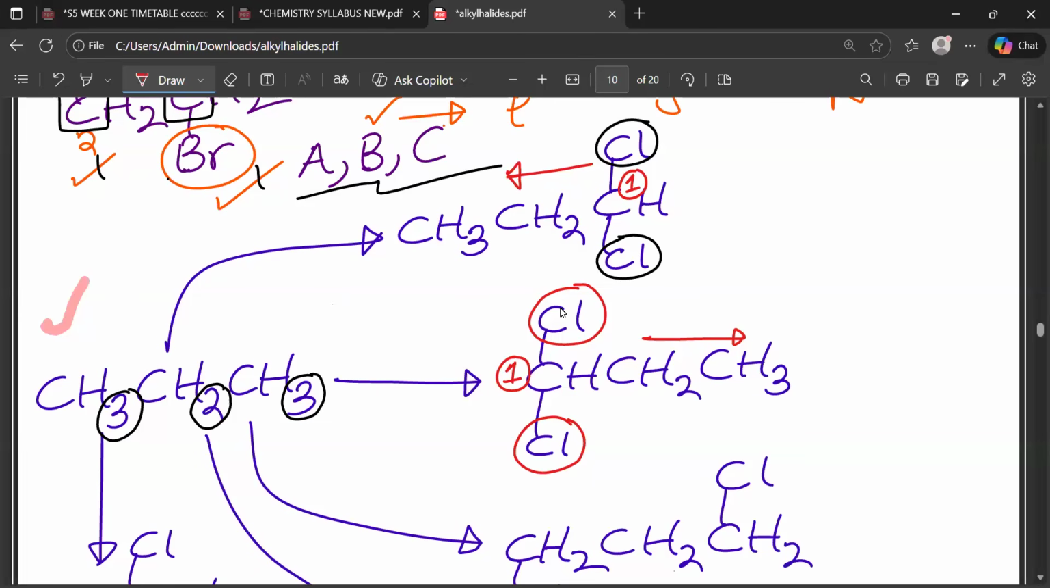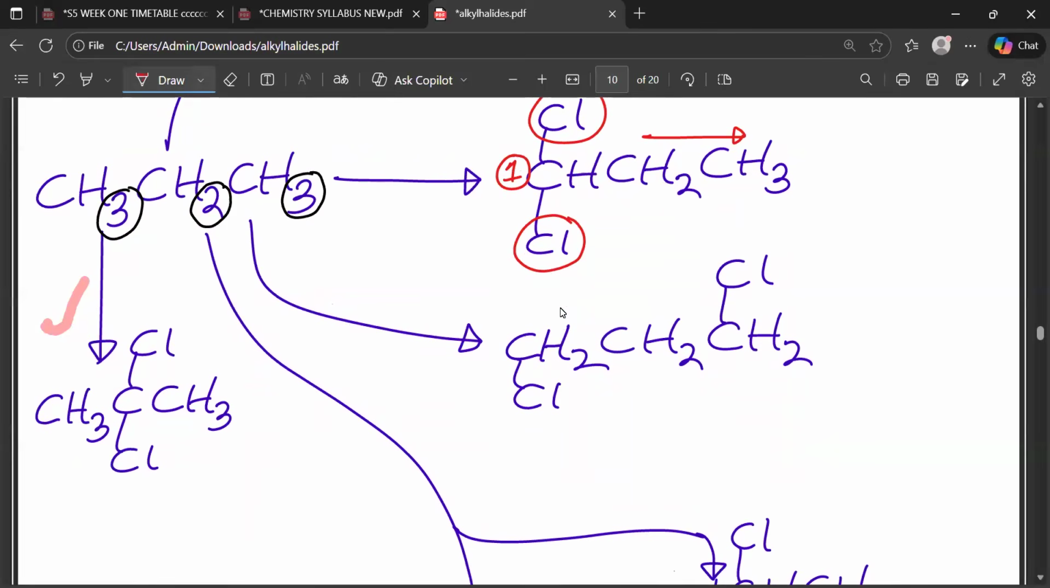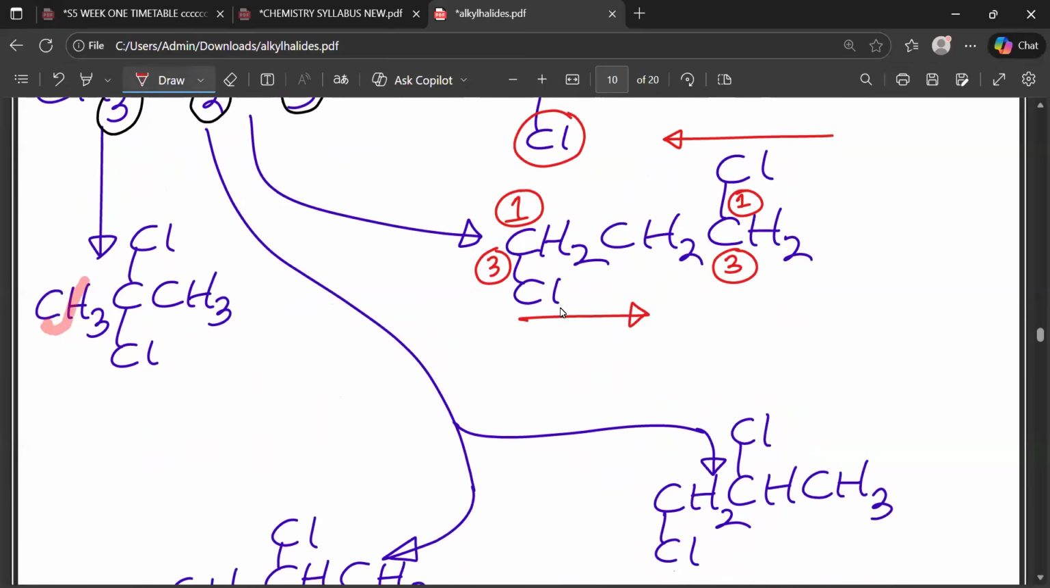Hope you're listening. Okay. Then this one has no option. When I follow this direction, this will be carbon 1 and this will be carbon 3. When I follow this direction, this will be carbon number 1. This will be carbon number 3. So it's the same. No option. Even this one, the same thing. When I follow this direction, this will be carbon number 2. And when I also follow this direction, this one will also be carbon number 2.